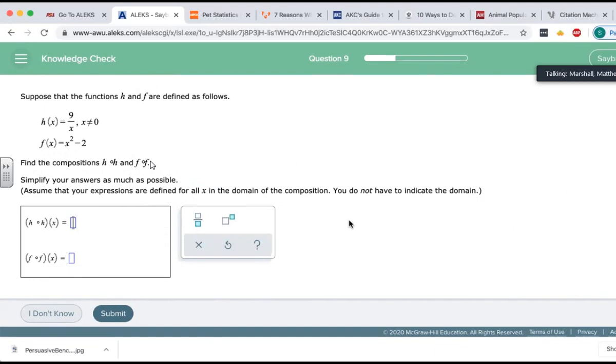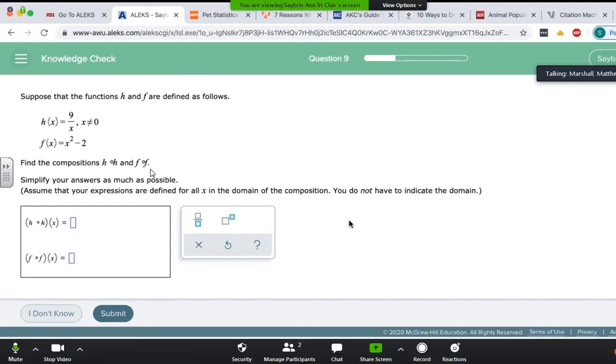All right. I think we did these the other night too. Let me look. Make sure we get these right. All right. So I got h of x equals 9 over x, and then f of x. It wants h of x, and then it wants f of x. All right, if you want to switch over, I could show you here.